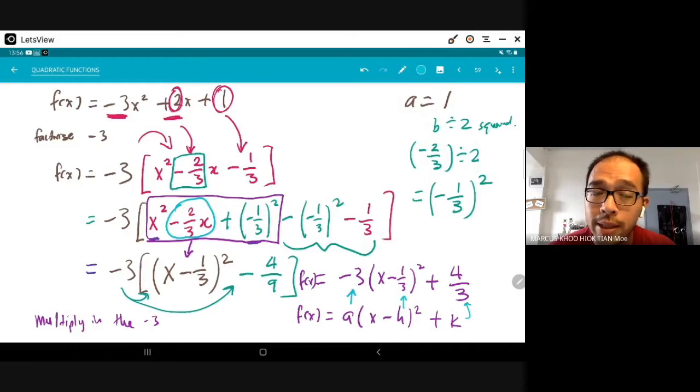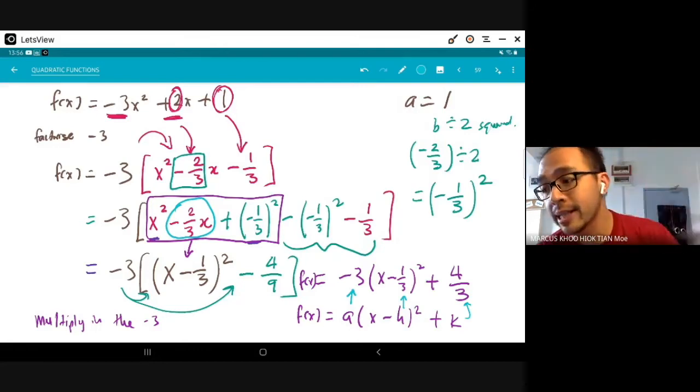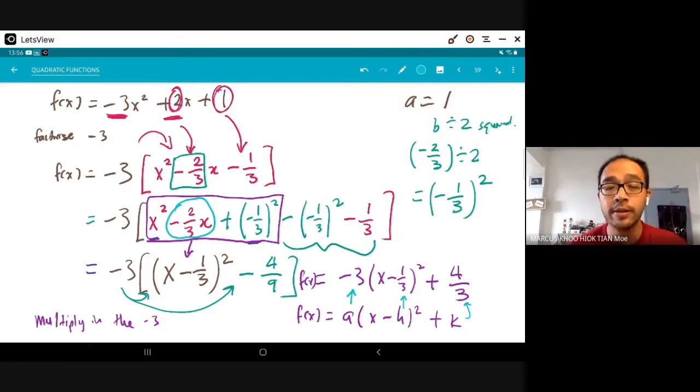Okay, do you see that? But of course, the most difficult part about this is completing the square. Itu yang susah. So the completing the square part is the difficult part, which you need to do a lot of practice lah. I cannot say this enough. You have to do a lot of practice on this. But when you do a lot of practice, I guarantee you it becomes much easier.